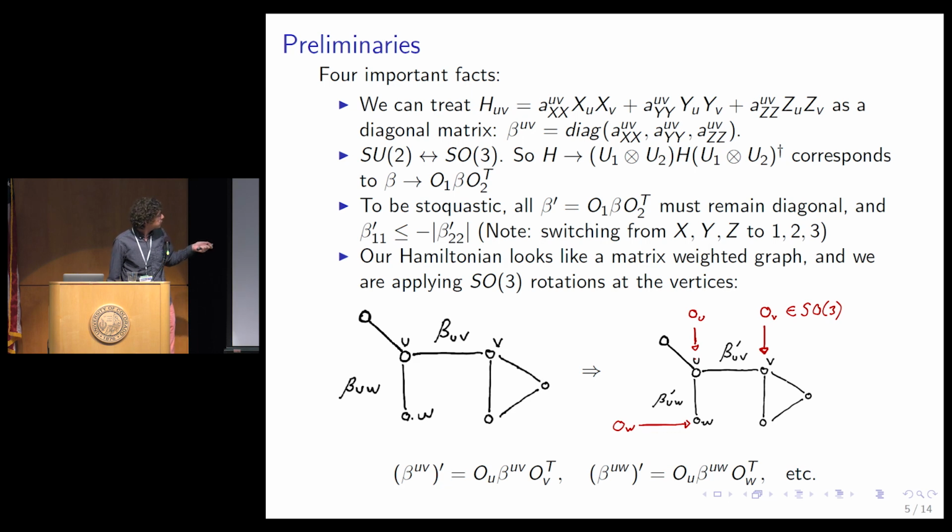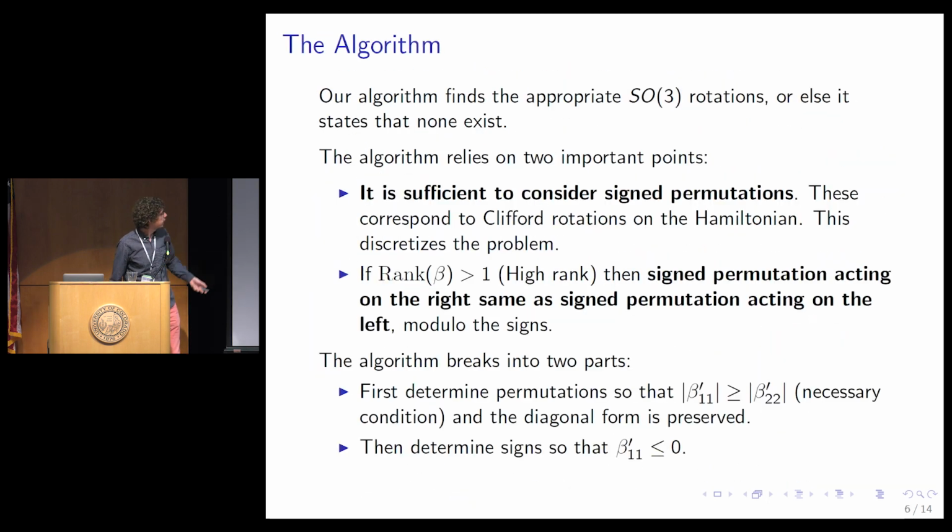And so with this construction, our Hamiltonian looks like a matrix-weighted graph. And what we're doing is we're applying SO(3) rotations at the vertices, and these SO(3) rotations act from the left and the right on the edges of this graph in this fashion here. Oh, I keep getting confused by that. So our algorithm finds the appropriate SO(3) rotations, or else it states that no such rotations exist. And it relies on two important points.